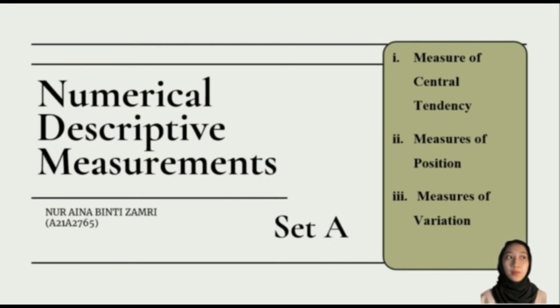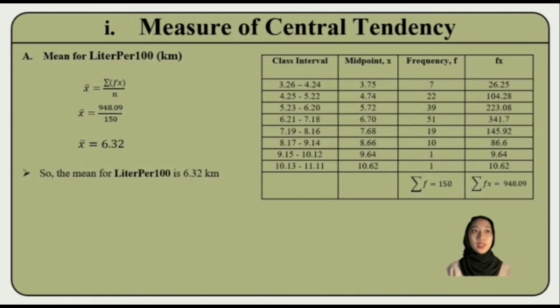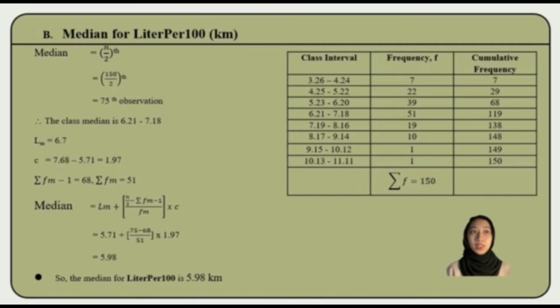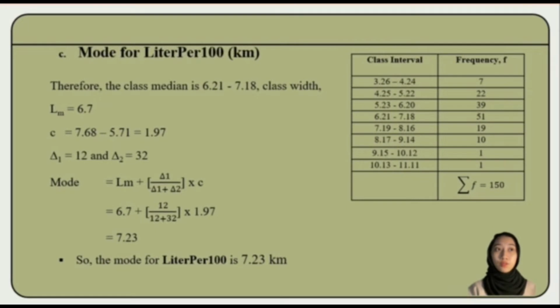It has 3 parts, which is measures of central tendency, measures of position, and also measures of variation. So the first is the measure of central tendency for the first variable, which is liter per 100 km. The mean for liter per 100 is 6.32 km. Next is the median for liter per 100. The class median is 6.21 to 7.80, and the median for liter per 100 is 5.98 km. And the mode for liter per 100 is 7.23 km.